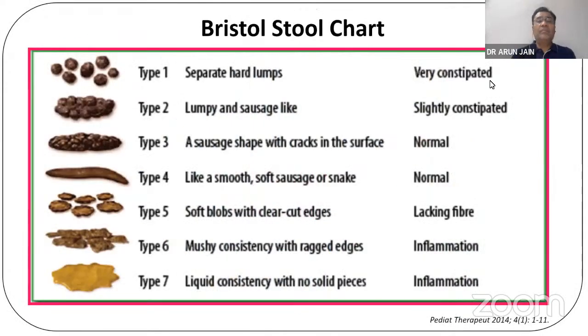Now, this is the normal Bristol stool chart. You have to take a history. If you see type 1, very hard lumps, or type 2, lumpy or sausage-like, the first shows very constipated and this is slightly constipated. And type 3 and type 4, sausage type and smooth sausage type, are normal. So if you take a proper history, then you can very well say whether it is constipation or normal, or lack of dietary fiber, or inflammation, and type 7 is what we see in diarrhea, very commonly.